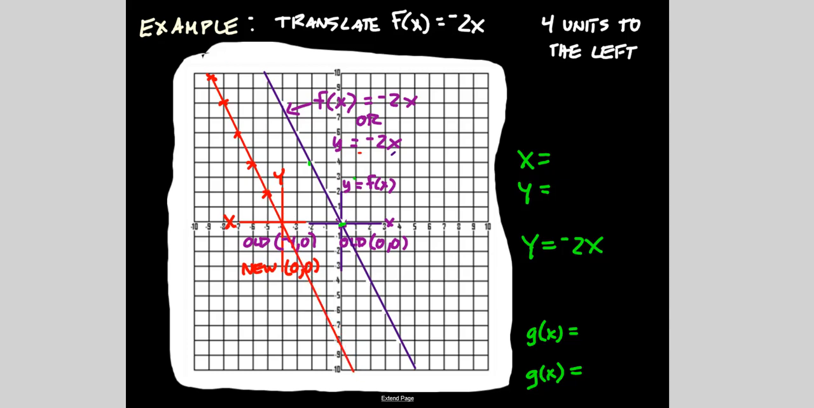Alright. We'll also call this function, in terms of the new coordinate system, big Y equals negative 2X. And we'll call it g of x also as we get further into this problem. So now, notice to go from old to new for x, I have to add 4 to x.